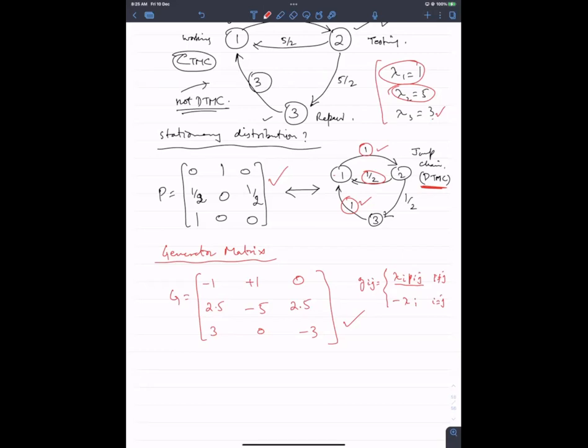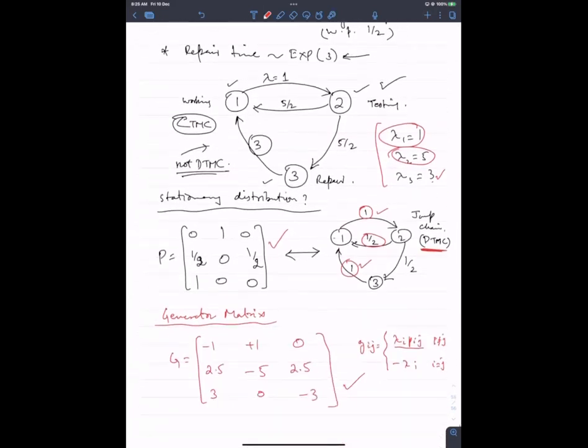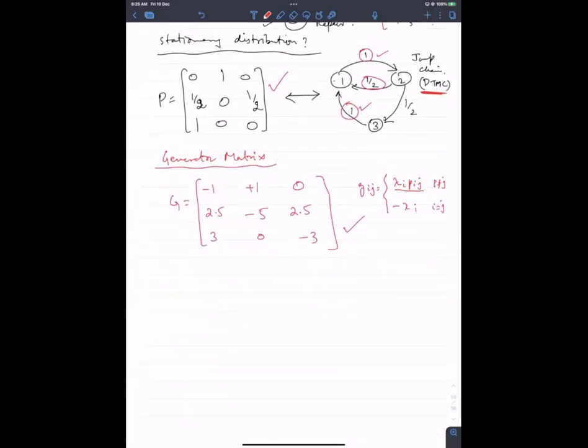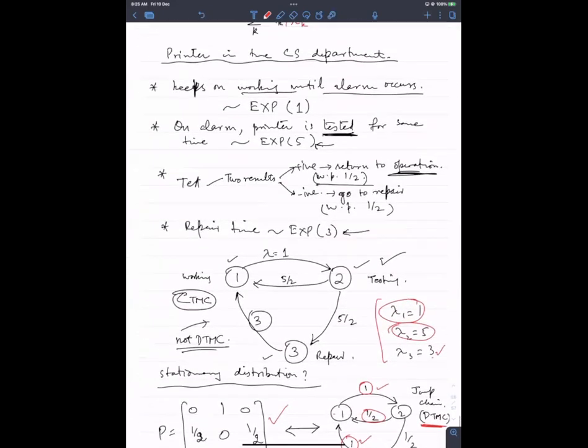So, teesra tarika tha isko find out karne ka, ke you find out your probability transition. Ye transition matrix P of T maloom karein. This is hard to find for this problem. Last time humne ek example ki thi, jisme humne P of T find out kiya tha. But for this example, it is hard to find.